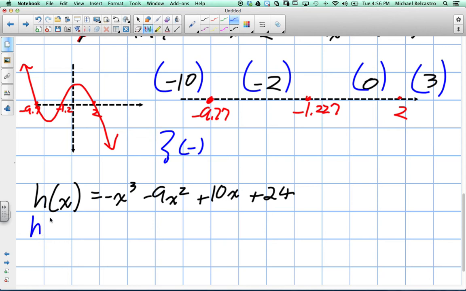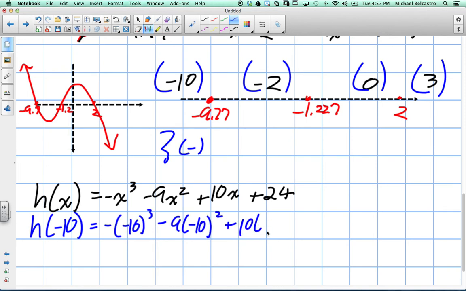Our first one being h of negative 10. And we'll actually need all the values. So negative 10 cubed minus 9 times negative 10 squared plus 10 times negative 10 plus 24. Okay, this is negative 1,000, times a negative, is a positive 1,000. Are you okay with that? Yeah. This is positive 100 times 9, which is negative 900. This is negative 100 plus 24.